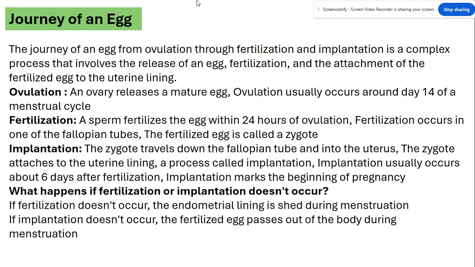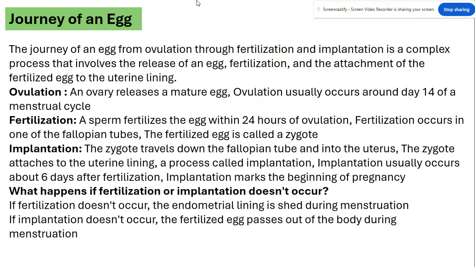Fertilization. A sperm fertilizes the egg within 24 hours of ovulation. Fertilization occurs in one of the fallopian tubes. A fertilized egg is called a zygote. The minute there is a fusion of sperm and egg, it's called a zygote. It usually takes 24 hours after ovulation. That's all you need, so be careful.